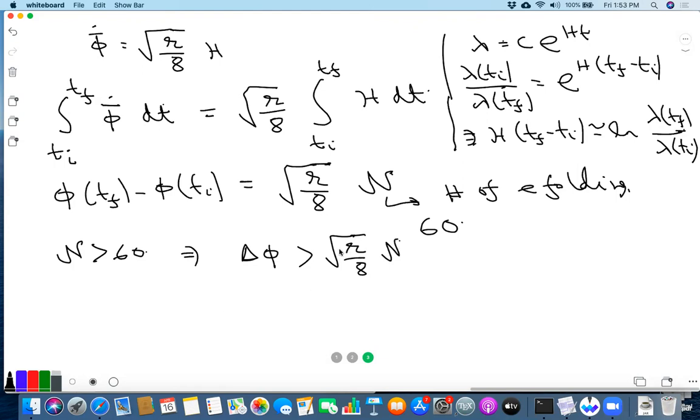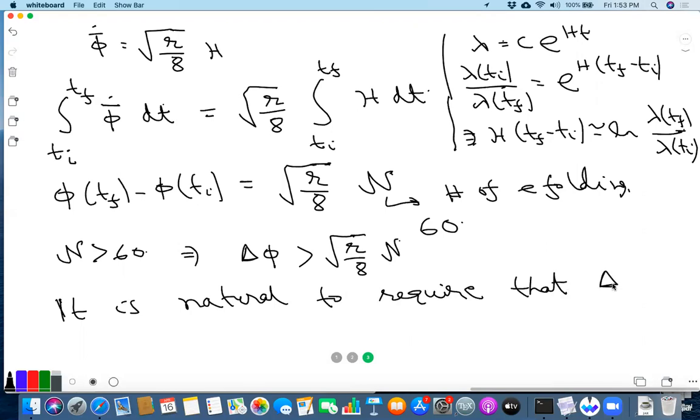Well, so far we have not done really much except for the assumption of slow roll. But now we are going to put in that theoretical constraint, that it is natural to require that delta phi is less than 1. That means that the change in phi should not be of the order of the Planck scale.